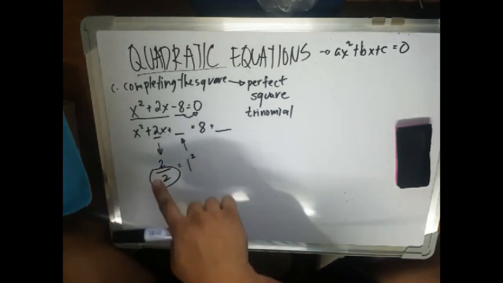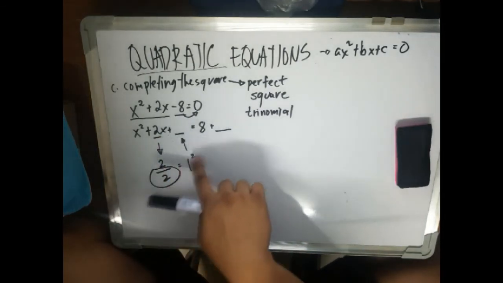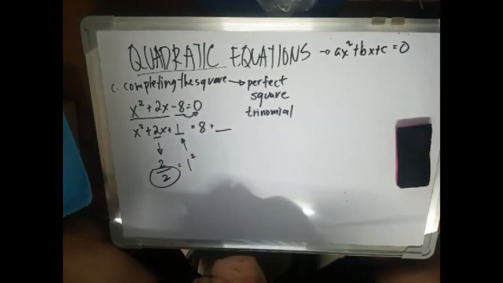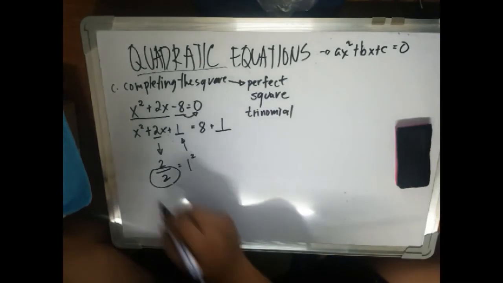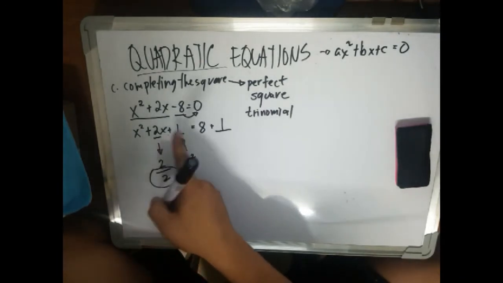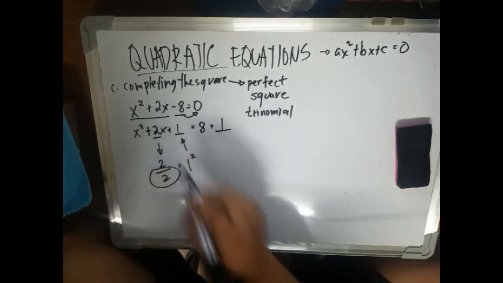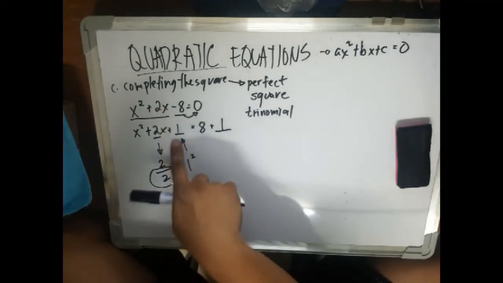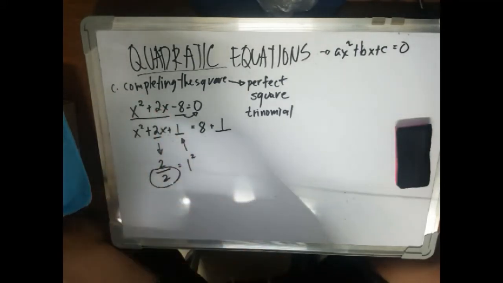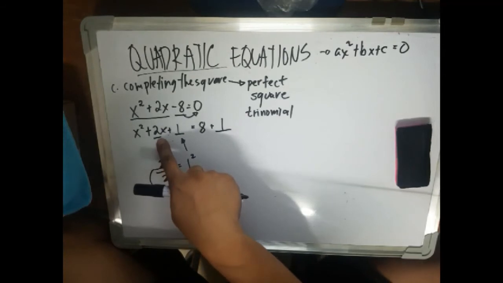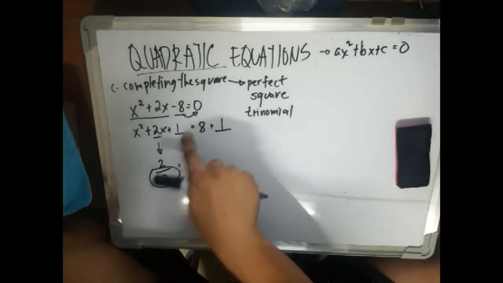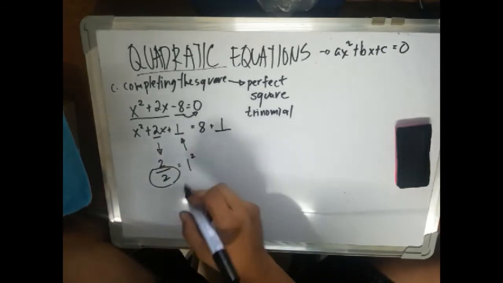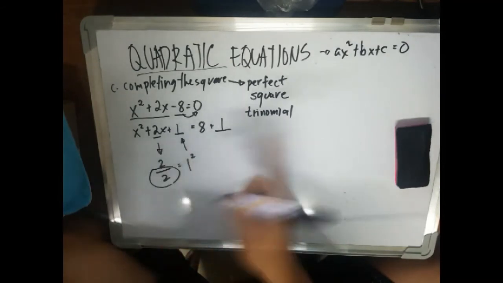So, yung 2, dinivide sa 2, that's 1. I-squared natin 1. So, you will add 1 here. Kung nag-add 1 ka dito, you will also add 1 here. Okay? So, x squared plus 2x plus 1 equals 8 plus 1. Ganun yung pagkuha ng i-add natin for it to become a perfect square trinomial. Kunin mo si linear term. Get the coefficient. Always divided by 2, then squared. So, that's 1.